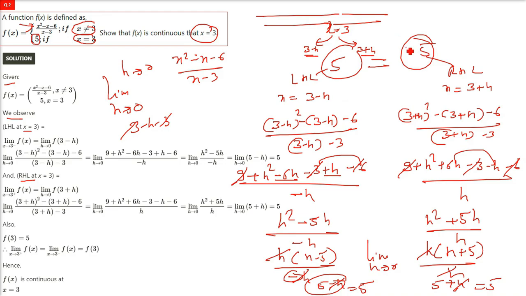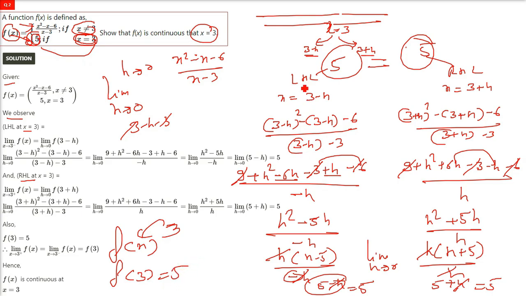But there is one more check we have to do. One more level we have to go. That is, at x equals 3, what is the value of this f(x)? And it is already given in the question that f(3) is already giving the value as 5. So I told you the limit should exist left and right, and the value of these limits should be equal to the value at x equals 3 of that function, which is in this case equal to 5. So we can safely say that this function is continuous at x equals 3.